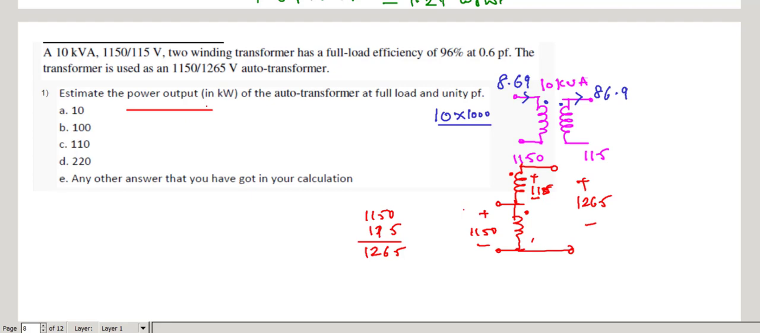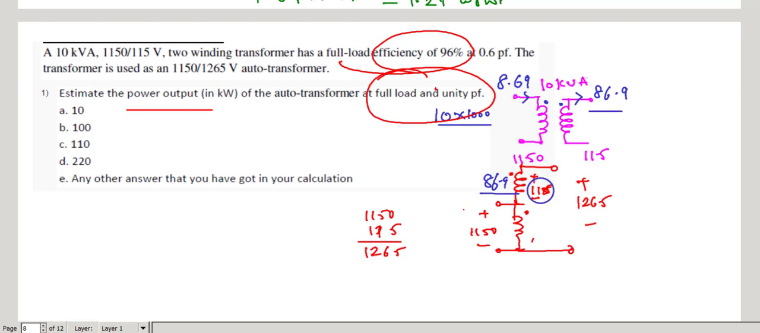So this is only for confusion and is not required. Full load unity power factor, full load efficiency are not required for calculating the power output of the auto transformer. Okay, so what is the current flowing through this 115 winding? 86.9 amperes. So 86.9 amperes current flows in this winding.